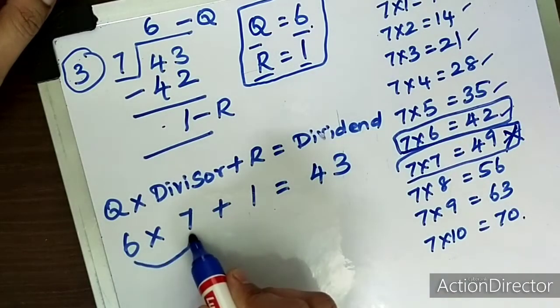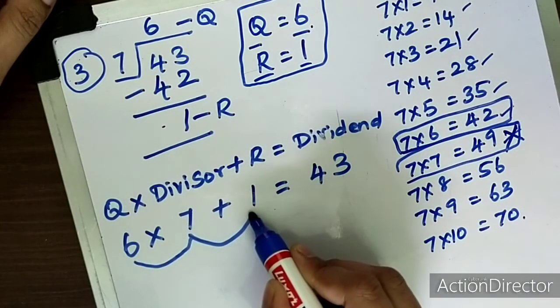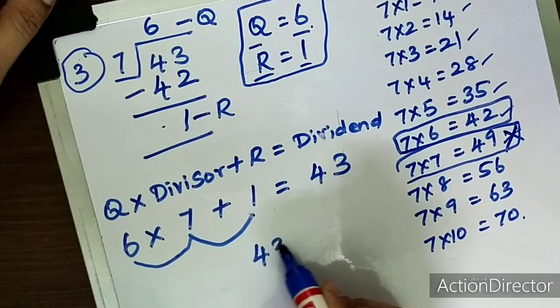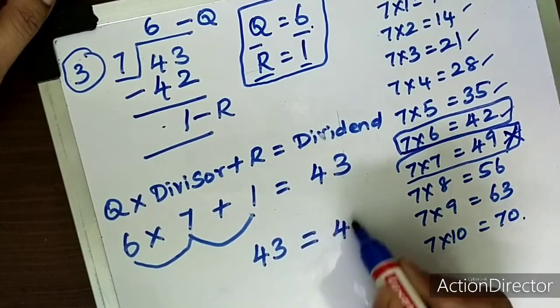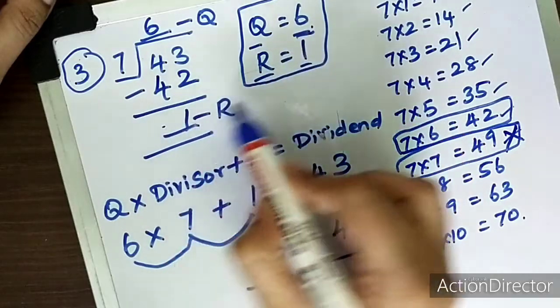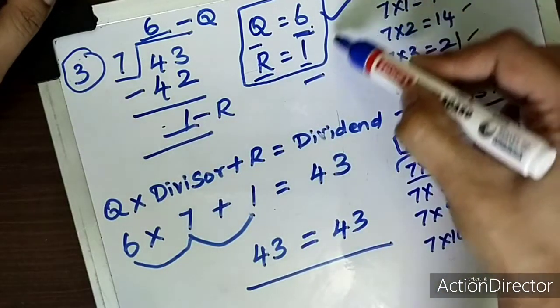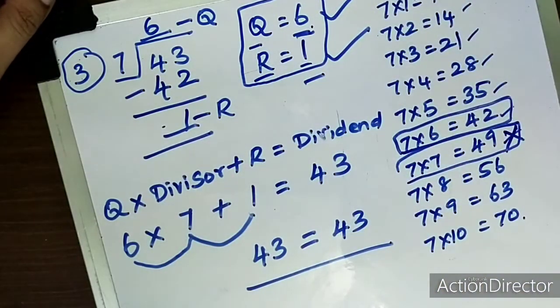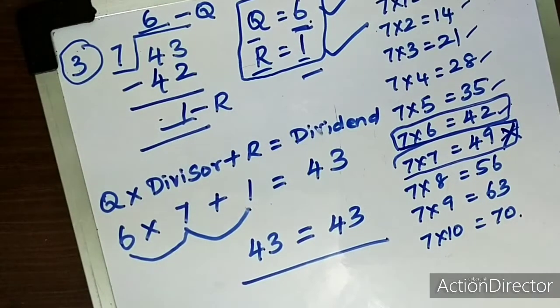6 sevens are 42. 42 plus 1 is 43. So here 43 is equal to 43. Both are equal. Here quotient is 6, remainder is 1. So quotient is correct, remainder is also correct. So this is a correct sum. For the quotient you should put a tick mark and for the remainder also you should put a tick mark. Okay, one more sum we'll do.